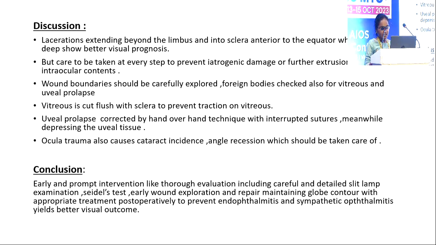Ocular trauma also causes cataract and angle recession, which should be taken care of. Conclusion: early and prompt intervention, like thorough evaluation including careful and detailed slit lamp examination, Seidel's test, early wound exploration and repair, and maintaining globe contour with appropriate treatment post-operatively to prevent endophthalmitis and sympathetic ophthalmitis, yields better visual outcome.